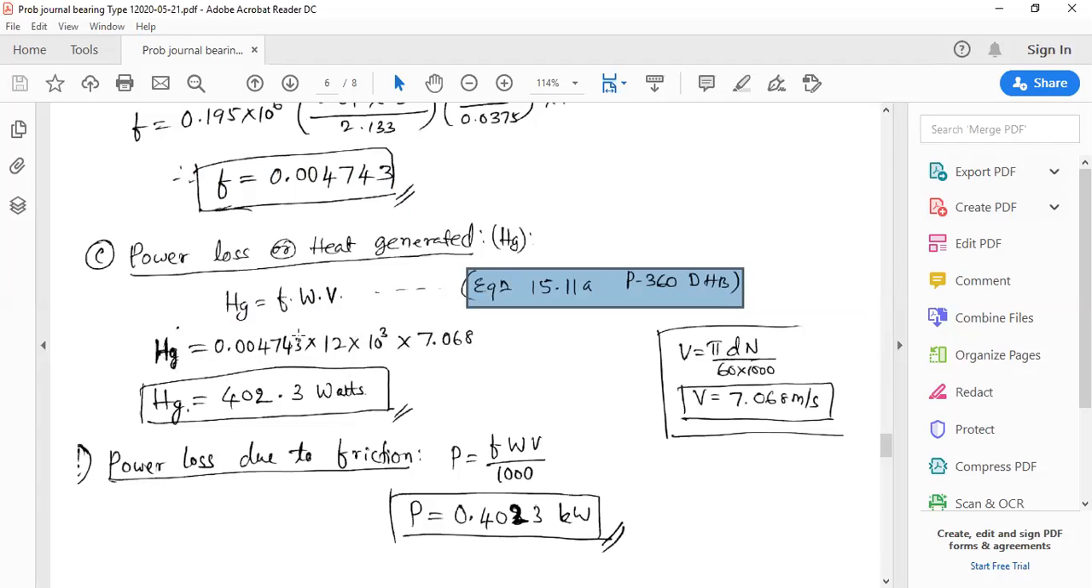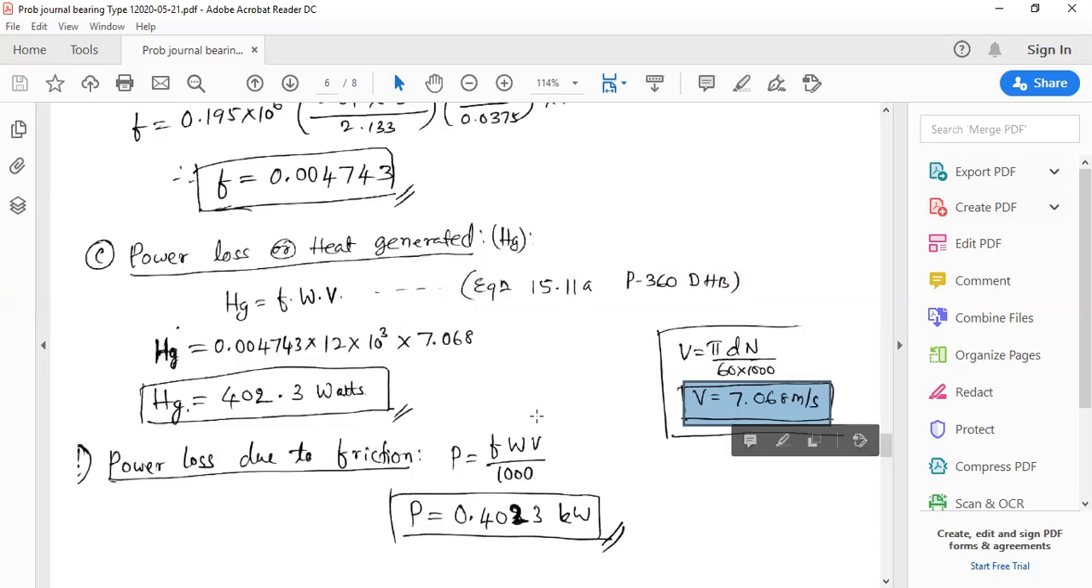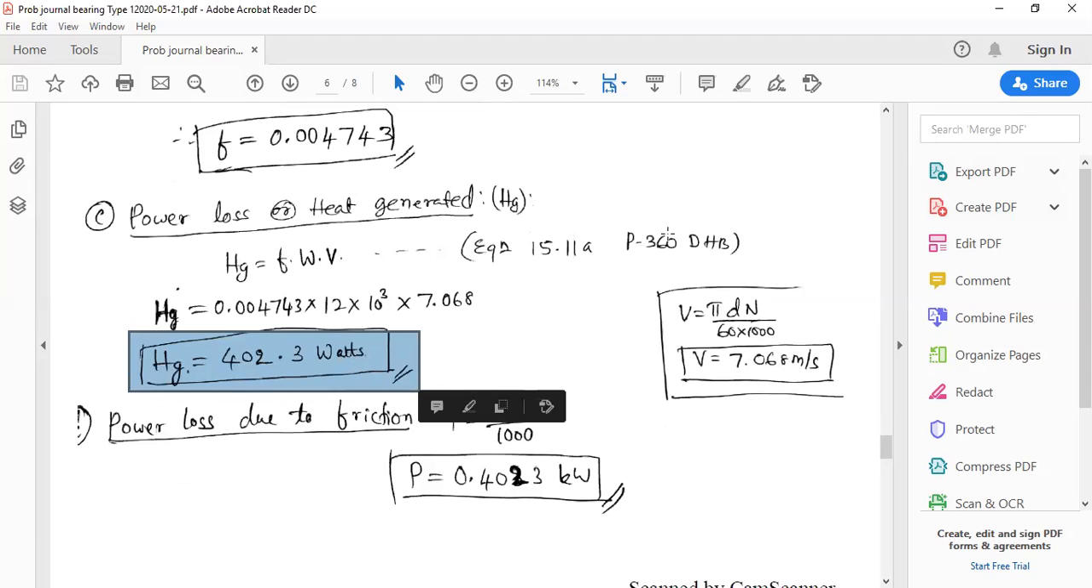0.004743, that is small f, and 12 is the radial load, 12 into 10 raised to 3 newtons, and the velocity is 7.068, that is calculated here. V equal to pi d n by 60 into 1000. Pi is constant, d is 75 mm, n is 1800 rpm. After substituting, we get the value of V as 7.068 meter per second. So the value of Hg, heat generated, is equal to 402.3 joules per second or watts.